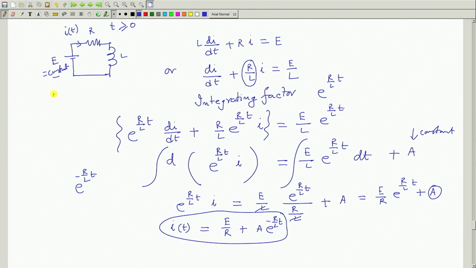What was the boundary condition? We know that i(0 minus) was 0, because before switching nothing was connected, and this must be equal to i(0 plus), which is as good as i(0). So, current at t equal to 0 will be continuous. So, applying that i(0) is equal to 0, from this we get 0 is equal to E by R plus A, or A is equal to minus E by R.